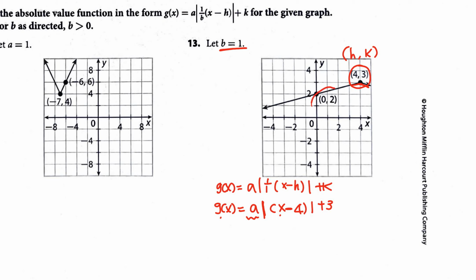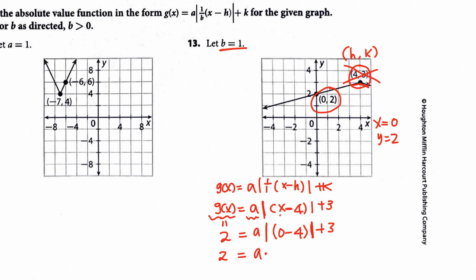So I am going to use one more piece of given information. I already used this one, so I'm going to use 0 and 2. That means when x is 0, y will be 2. So I'm going to substitute x and y. Y was 2, equal to a times the absolute value of x, which was 0, minus 4, plus 3. So 2 equals a times the absolute value of 0 minus 4. The absolute value of negative 4 is 4. So that means a times 4 plus 3. We can solve for a.